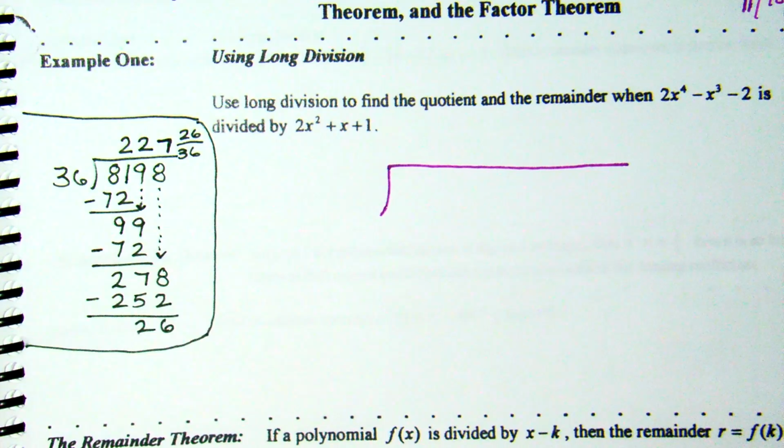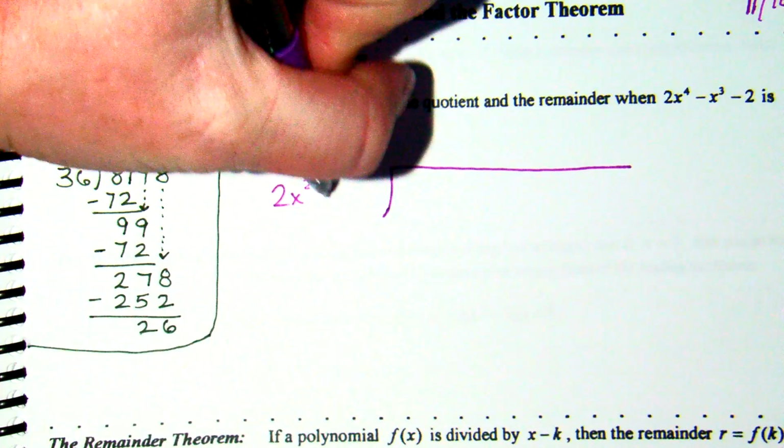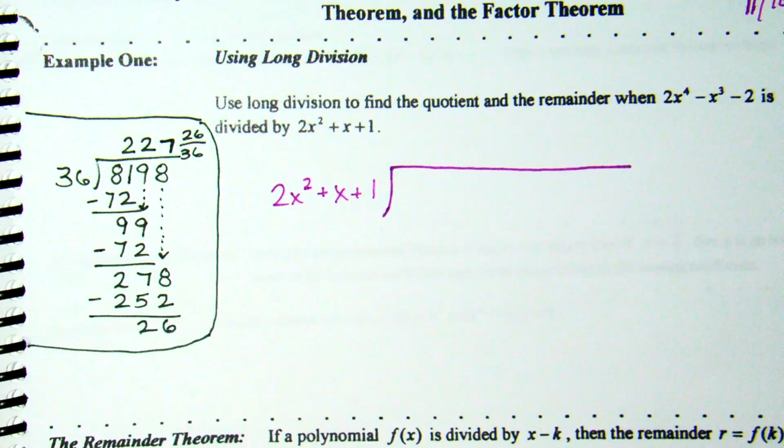But you remember having to fight long division. You're probably thinking, really, Mrs. Sargent? Why are you torturing me so? Okay, so what goes where? Well, 2x squared plus x plus 1 goes on the outside. 2x squared plus x plus 1 is our divisor. So that's going to go outside there. Now, stay with me before you write it out. What goes inside? 2x to the 4th minus x cubed minus 2.